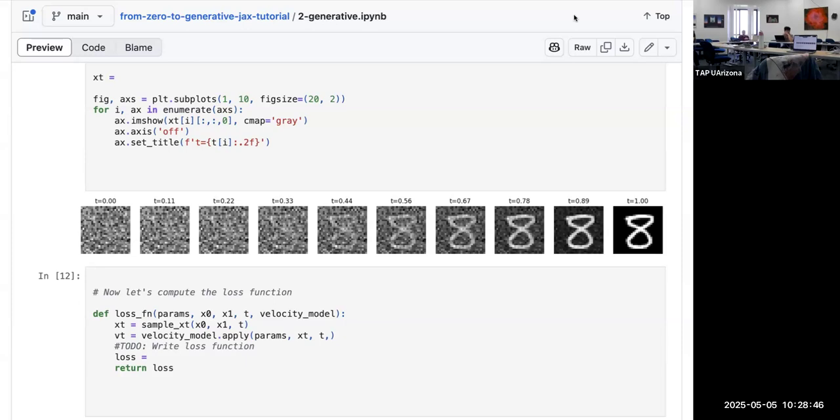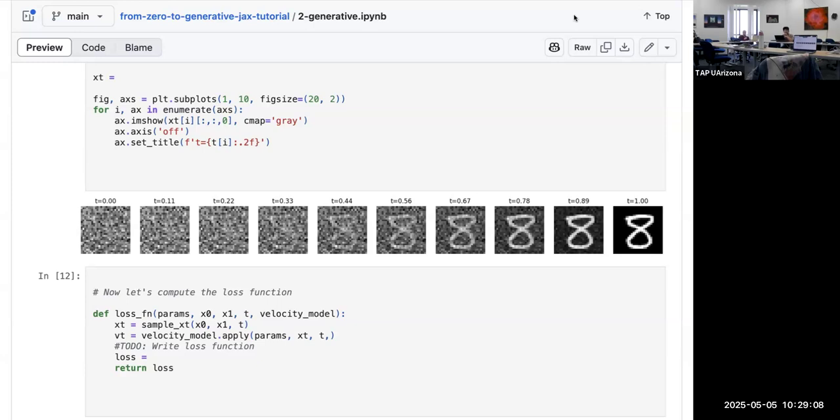You can see here in the code, this is the velocity model that you're learning, so your velocity field, which is a neural network. And you see that the input is x at time t and t. So it's not x1. x1 is not an input. Your data is not an input directly. At training time.